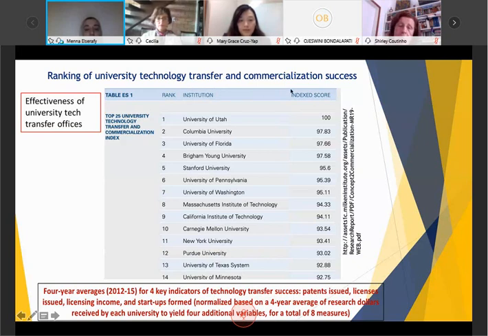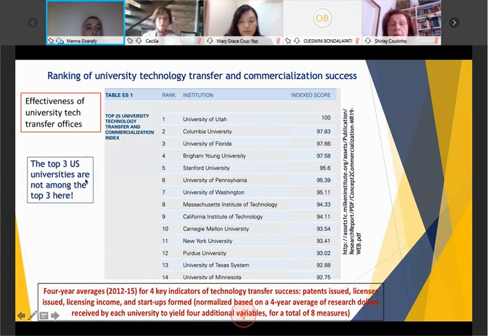So this is the ranking of the university technology transfer offices or commercialization offices in the U.S. And if you look, you will find that University of Utah comes in the first place. This is a ranking according to 2012 and 2015, and it takes into consideration how many patents were issued, how many licenses were issued, how many licensing income, and how many startups were formed, in addition to the dollars that were invested in each of these offices. So this is the effectiveness of these offices.